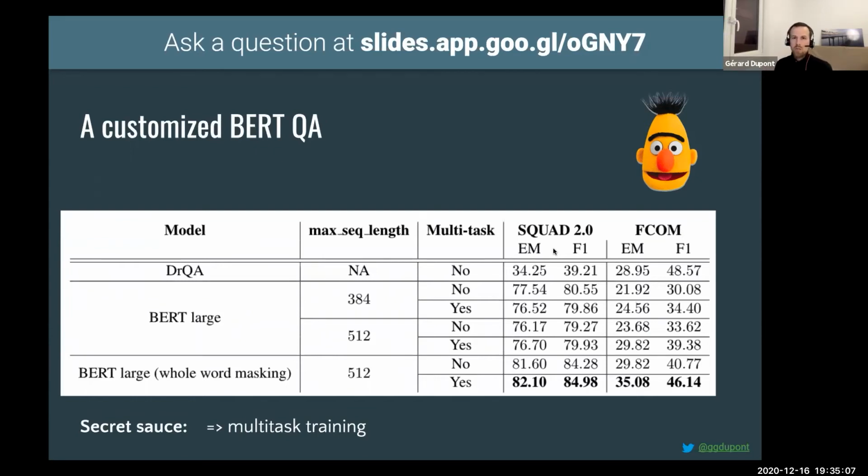Exact match, you can imagine how it works: does the answer exactly match the truth for this question? The F1 is a little bit more flexible, so you can have an overlap between the answer provided and the ground truth. That's why the F1 is always a little bit higher than the EM. It's a score between 0 and 1, which is in percentage here, so between 0 and 100. But these are well-known and accepted metrics in the literature.